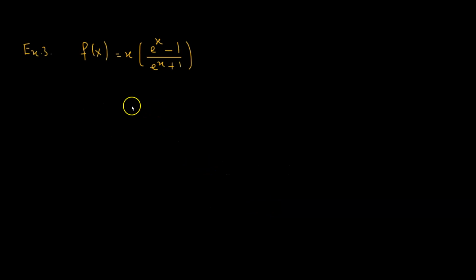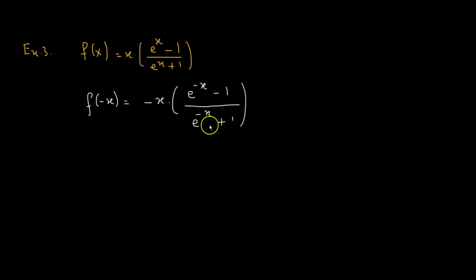So problem number 3, here we have the function x times e raised to the power of x minus 1 over e raised to the power of x plus 1. So let's try to check the nature of this particular function. We'll begin by replacing the value of x with negative x. So that will give us negative x times e raised to the power of, we have positive x, so that will be negative x minus 1 whole divided by e raised to the power of negative x plus 1.